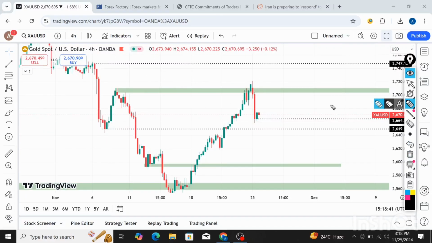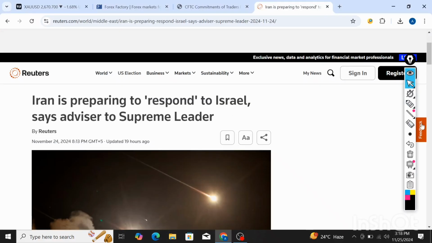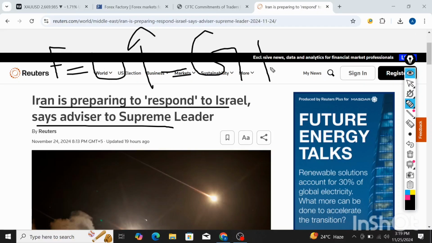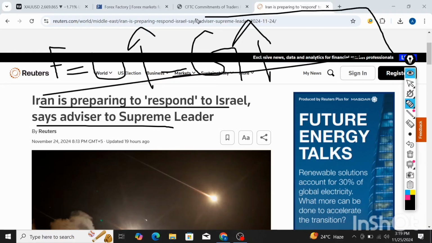What are those things? Those things are here. This came on the weekend, I guess. Iran is preparing to respond to Israel, says advisor to Supreme Leader. So Iran is planning a retaliatory strike towards Israel, which can cause some fear in the markets. And again, fear means uncertainty rising. If uncertainty is rising, then this means the demand for gold will also rise. So this is one thing which we have to be careful about.